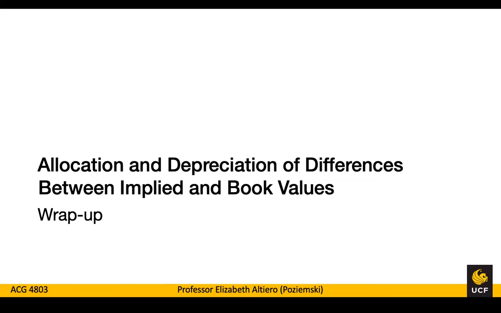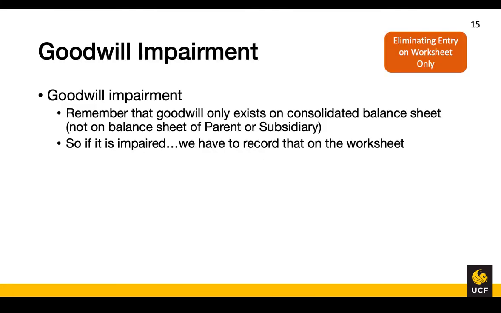In this video, I will be covering a few loose-end wrap-up topics related to the allocation and depreciation of differences between implied and book values. Remember that goodwill is not recorded on the general ledger in a consolidation. It's actually allocated, just like our fair value adjustments. Therefore, when it's impaired, we will need to depreciate that allocation in the same way we did our fair value adjustments.